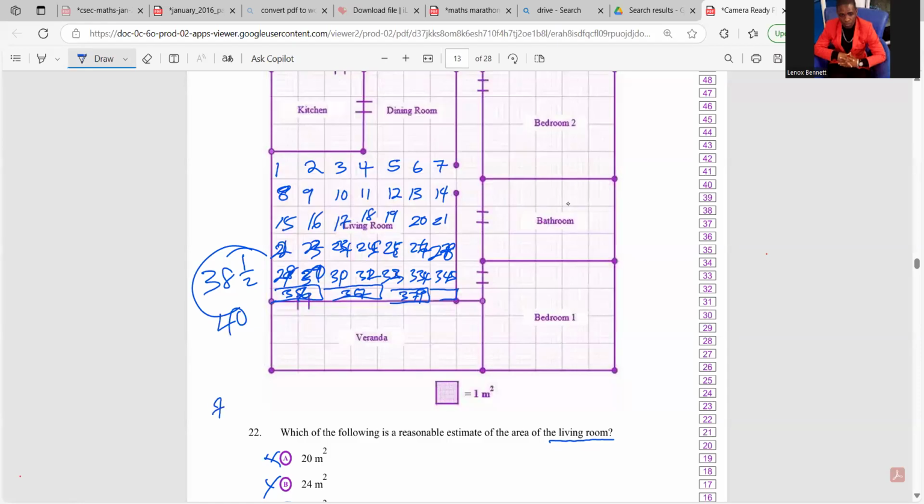You could have also counted the sides because we have done area: 3, 4, 5, 6, right? And then you count how many across. 1, 2, 3, 4, 5, 6, 7. Right? And then you multiply 6 times 7, 42. But some of them are not 1, so you could estimate it to about 40 there. All right, let's move on, guys.